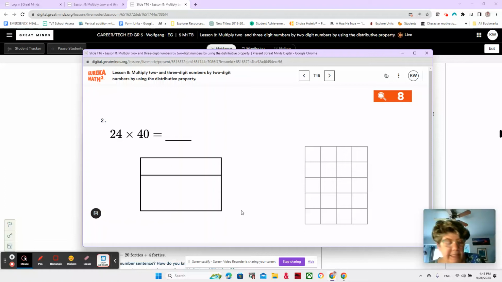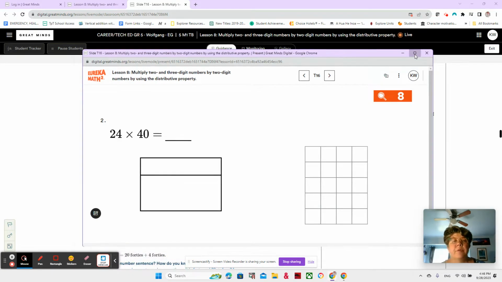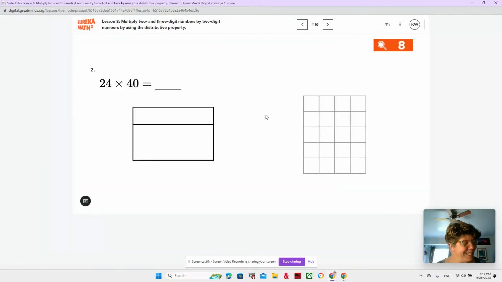Right, here we are in lesson 8. And in lesson 8, we're working on multiplying using the standard algorithm and also using some other methods. As you can see here, we have 24 times 40. This is problem 2 in your book. Sorry, I don't have the page number for you right now, but lesson 8, problem 2.